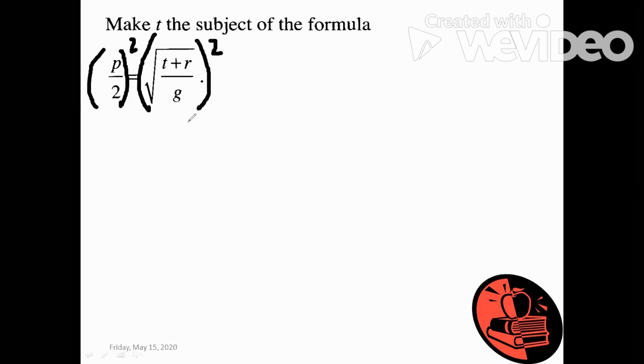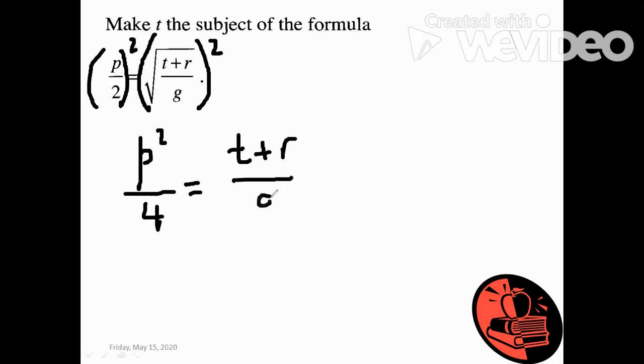So what happens when we square the square root? The square root sign vanishes and the 2 also vanishes, leaving t plus r over g. But on the left hand side, there's no square root, so the p and the 2 take the square. So we end up with t squared divided by 2 squared, which is 4, and that's equal to t plus r over g.